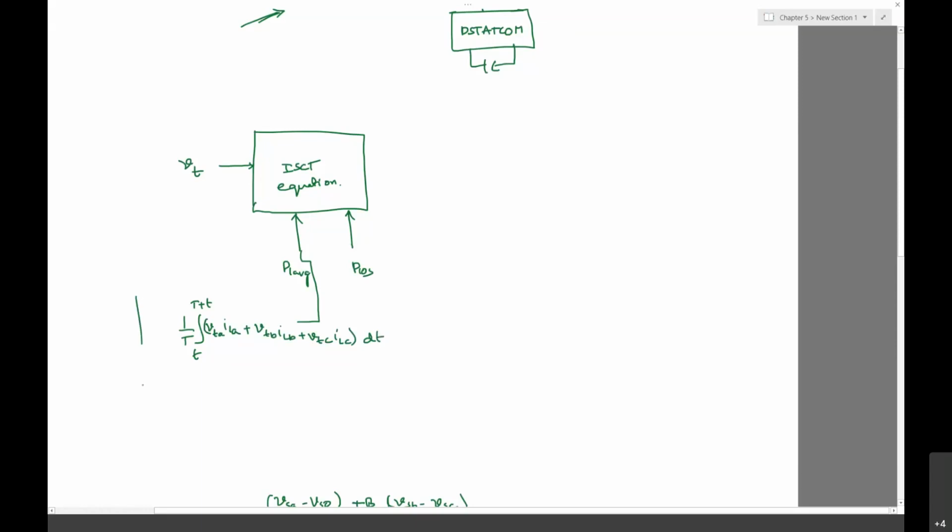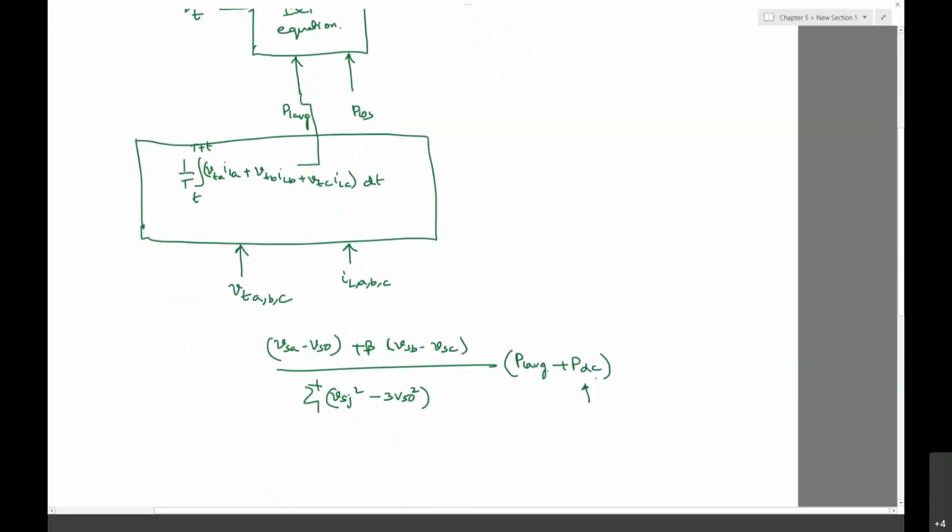Okay, to compute the PL average, we have to sense the terminal voltages of phase A, phase B and phase C, and then measure the load currents ILA, ILB, ILC. And here I also mentioned the DC current.